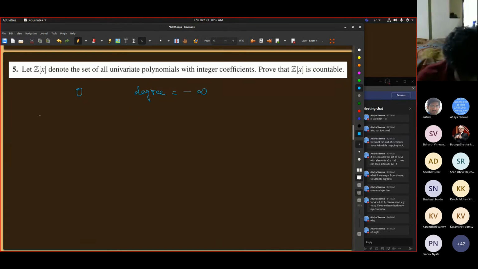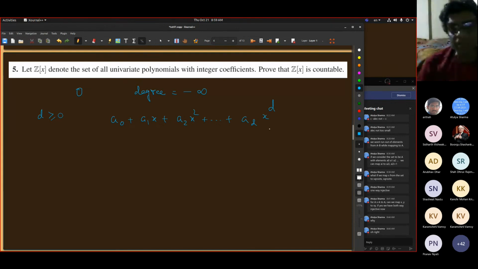So now fix a d greater than or equal to 0 and consider all polynomials of degree d. So they are of this form: a0 plus a1x plus a2x square up to ad x power d. Now, by the different choices of a0, a1, a2 up to ad, I will get different polynomials. Only thing, ad should be non-zero. So these are integer values.